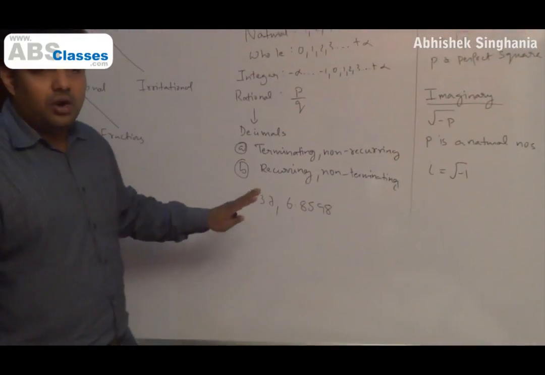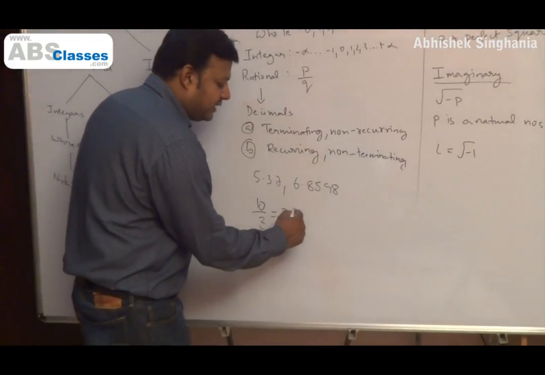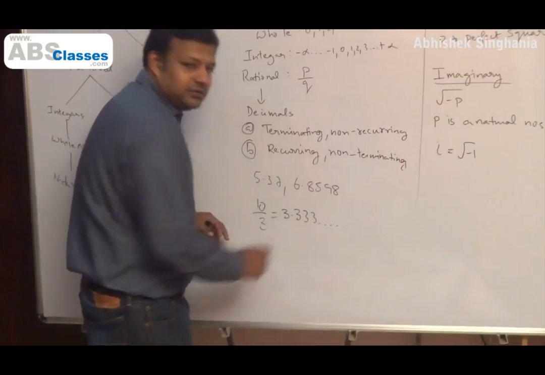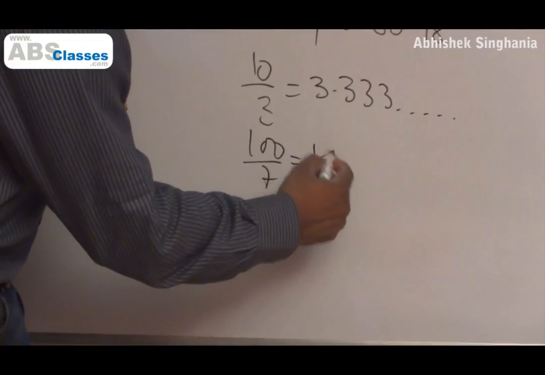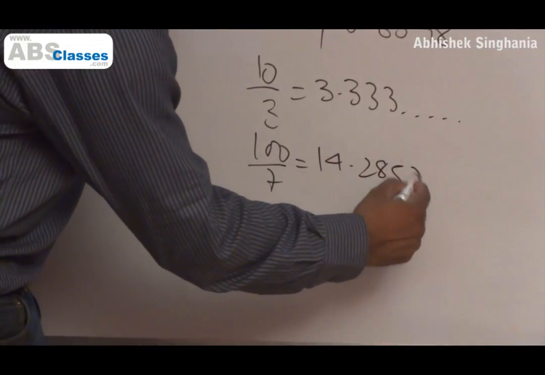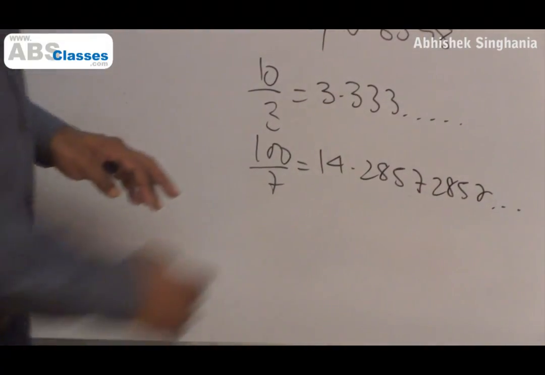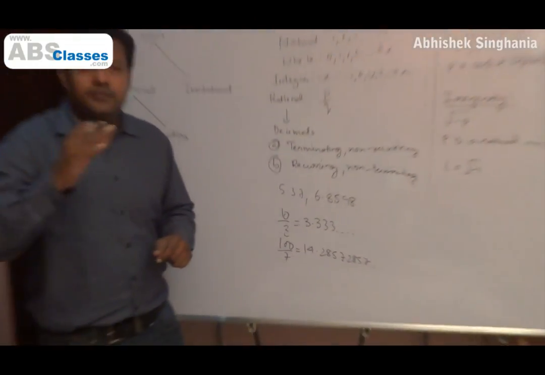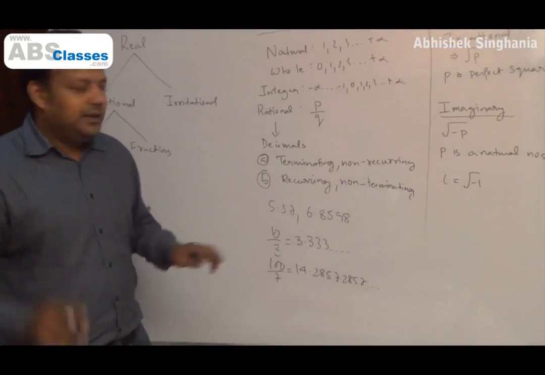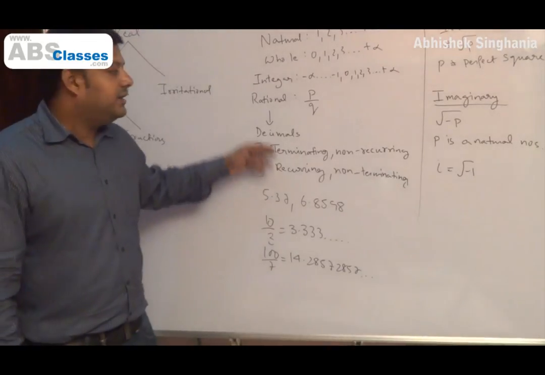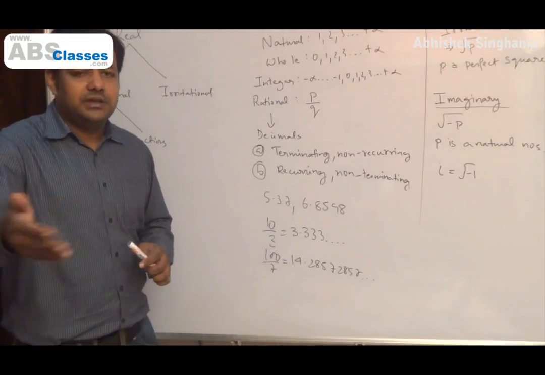The second one is recurring, non-terminating. For example, say 10 by 3. All of you know that if we calculate 10 by 3, we will get something like 3.33333 and so on. Or say 100 by 7. If you calculate 100 by 7, you will get 14.2857, and so on. So you see, they are examples of decimals which are recurring, following a certain pattern. The same numbers are being repeated. It could be in any form, but the numbers are being repeated. They are also rational numbers because they can be converted into a fraction p by q, which is the very basic criterion of being called a rational number. How do we do this? We will understand in another module.